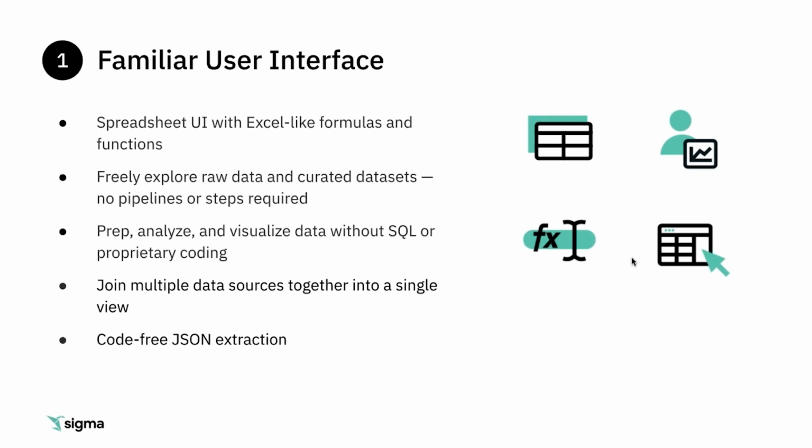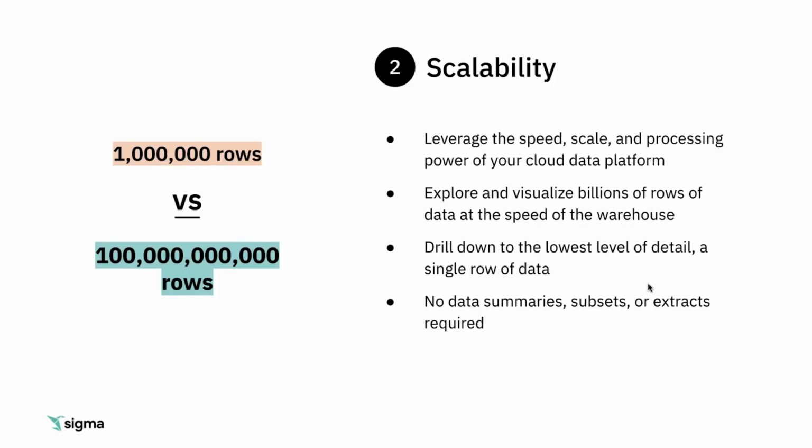We can easily join together multiple data sources into a single view to create a single source of truth. And we can even work with JSON data in a code-free way. We'll show this during the demo. But again, this is the main point here with why we would want to move over from Chartio to Sigma. The second, we touched a bit on this, is scalability.